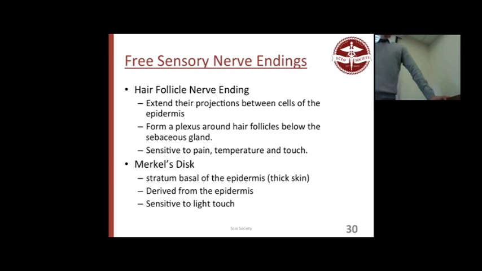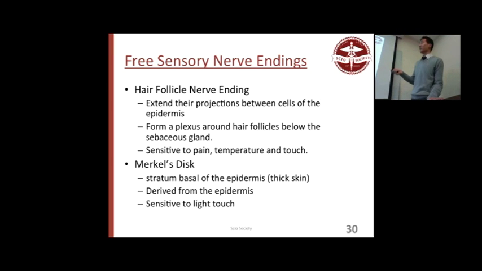So apparently German people are cold. Krause's is cold. Ruffini's is hot. Easy. Italians are hot. The ones with M, Merkel's as well as Meissner's, they're touch only. That's an easy one. Meissner's and Merkel's, touch.